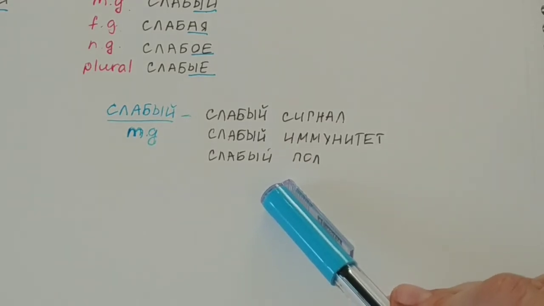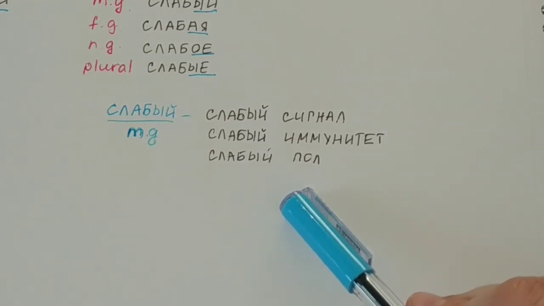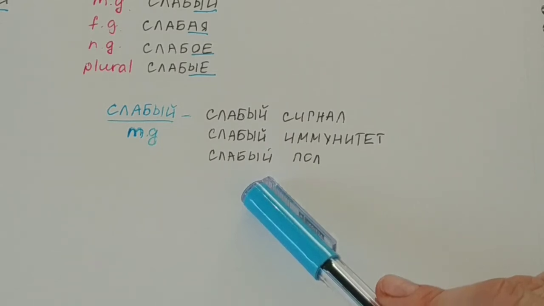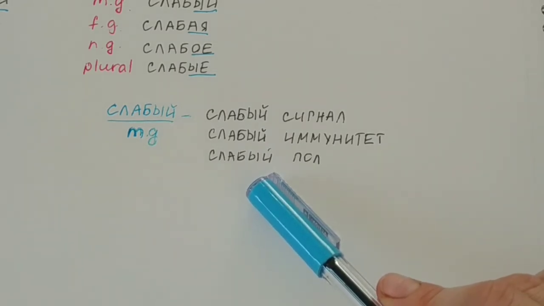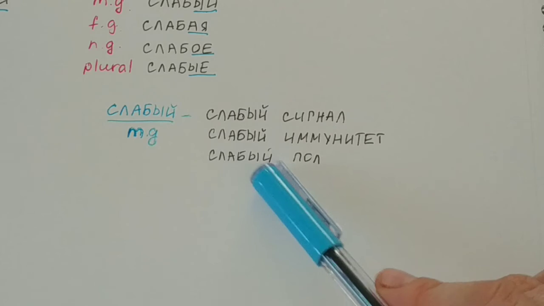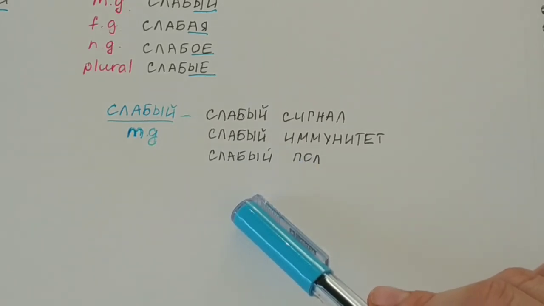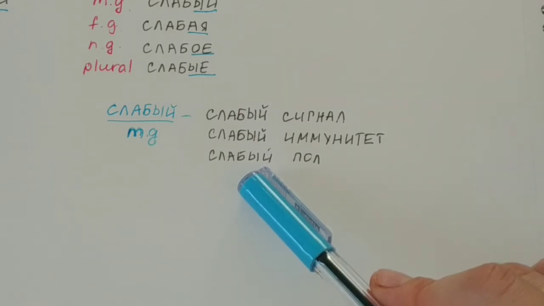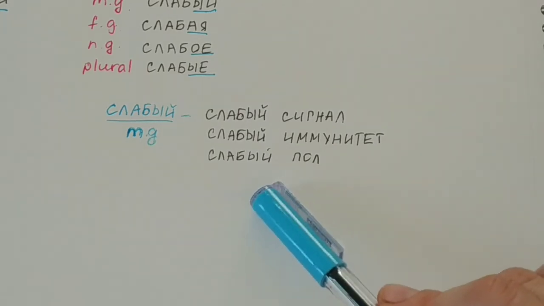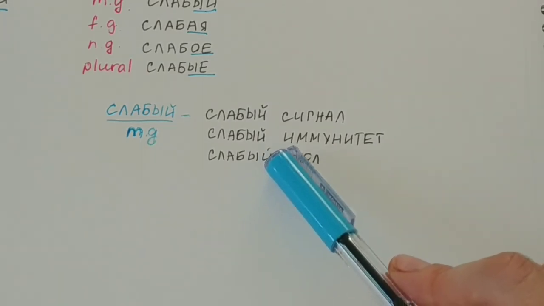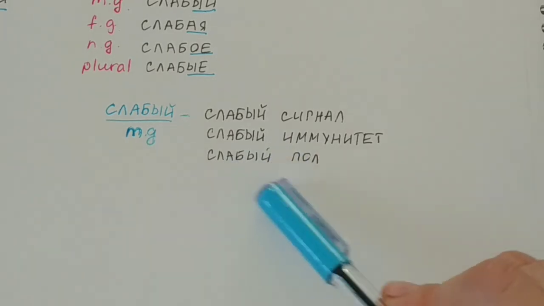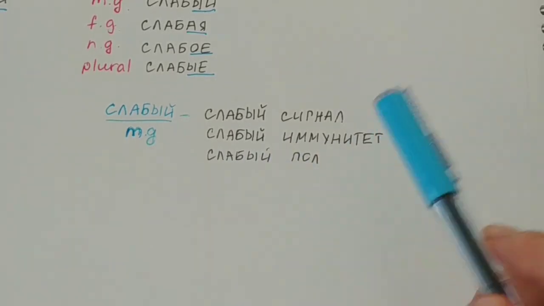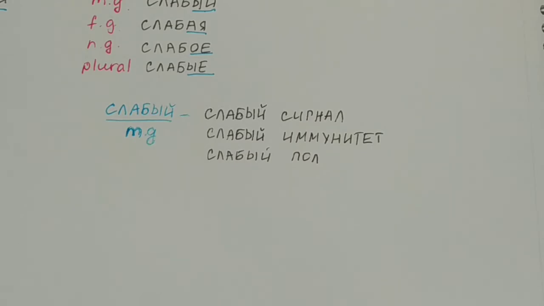Слабый пол. Пол here means gender, so the whole phrase is translated as the weaker gender, and that is a set expression in Russian, and it is basically the way women are called in Russia. Слабый пол, like the weaker gender, like the weak part of people. Let's go over to the feminine gender examples now.